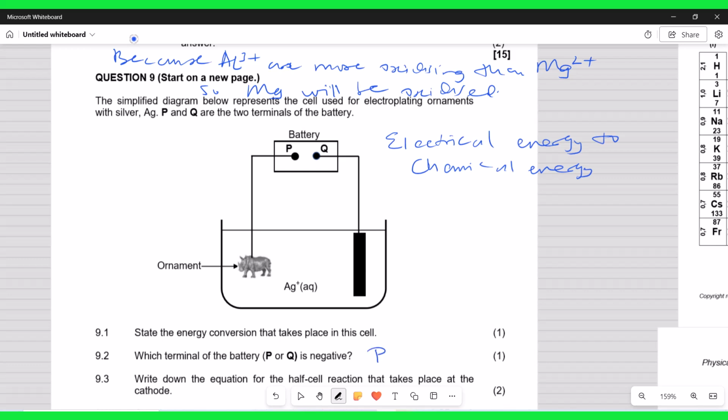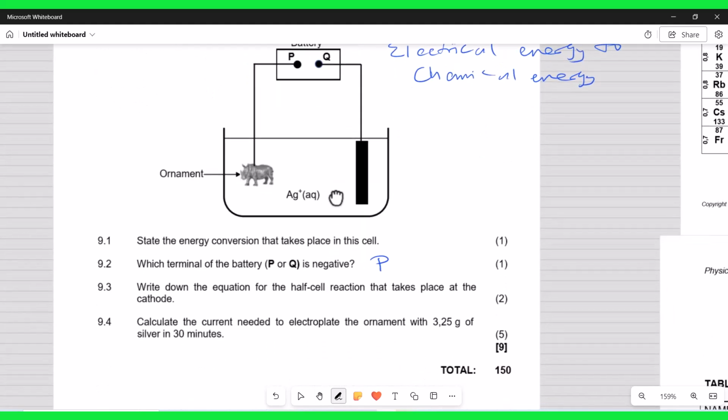Okay, it is P. They say here, write down the equation for the half reaction that takes place at the cathode. Now this cathode here, what's happening there is a reduction, like I told you. Now because these are silver ions, we must reduce them to give us silver, which we coat as a layer on this ornament. So you're going to say that the silver ions are going to be reduced by the electrons to give us the silver solid, which you're going to hold on this ornament. That's the equation here.